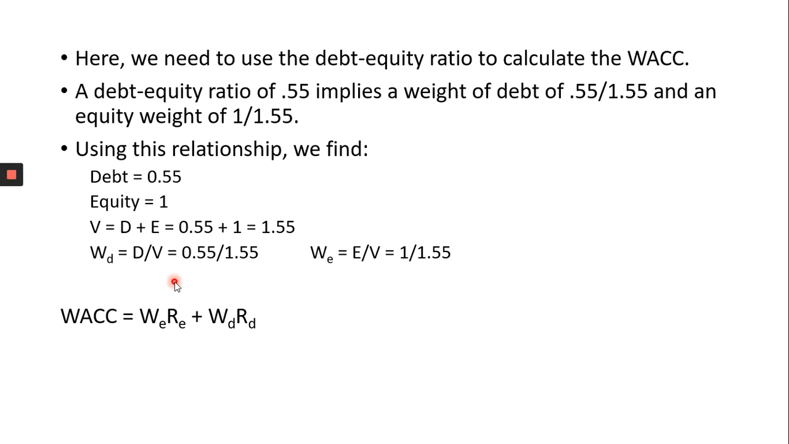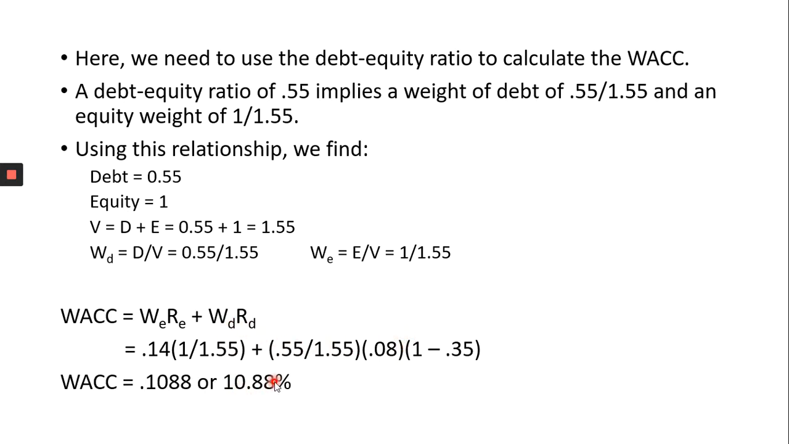This is the equation: weight of equity times the rate for equity, that means the cost of equity, plus weight of debt times the cost of debt. If you plug those numbers in, you will get this equation. If you solve it, you will get 10.88%.